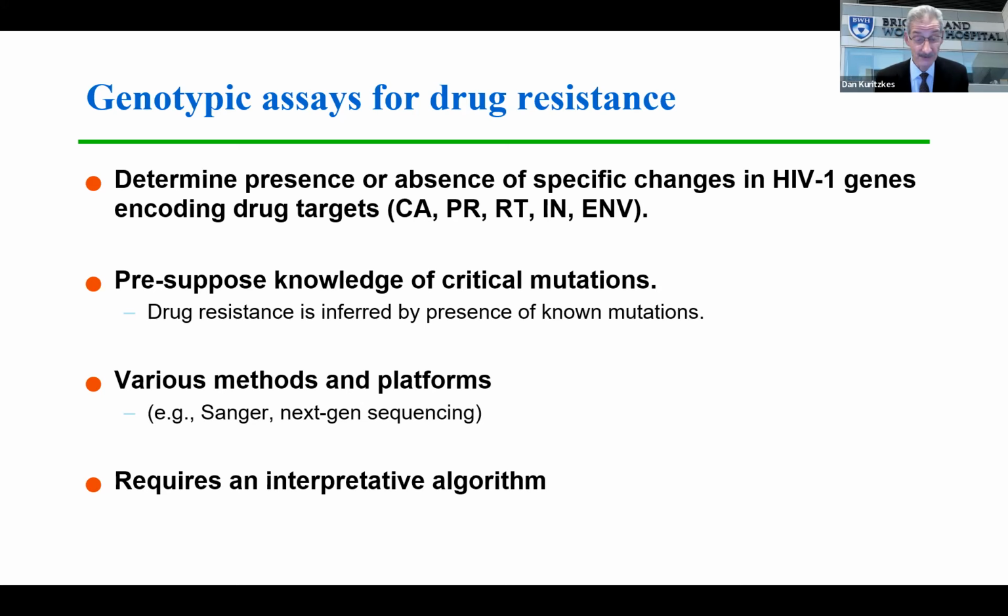Now, there are a variety of methods and platforms that can include Sanger sequencing or several of the next-gen sequencing approaches that may be used to generate this sequence information. But ultimately, these all require some kind of interpretive algorithm.